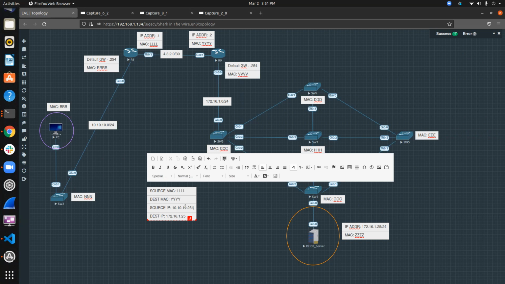Every link is going to change. It's going to have a different MAC address for each link. That's why it's called the data link layer, and it uses MAC addresses. Does that make sense? Yes, it does. Okay, so it makes sense.